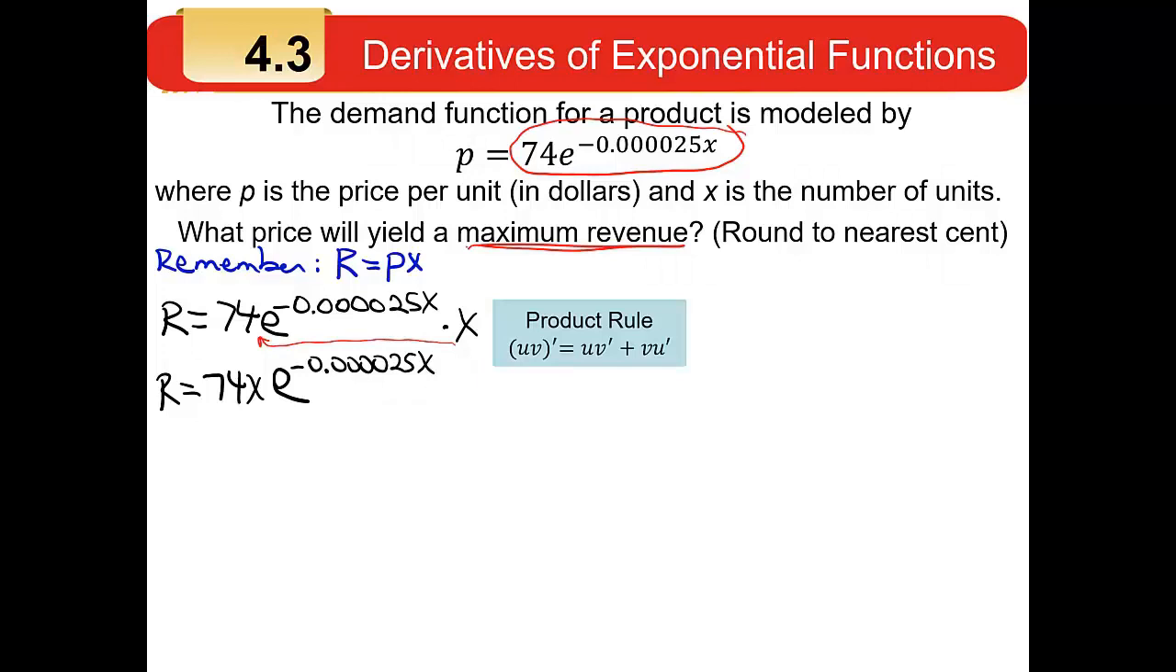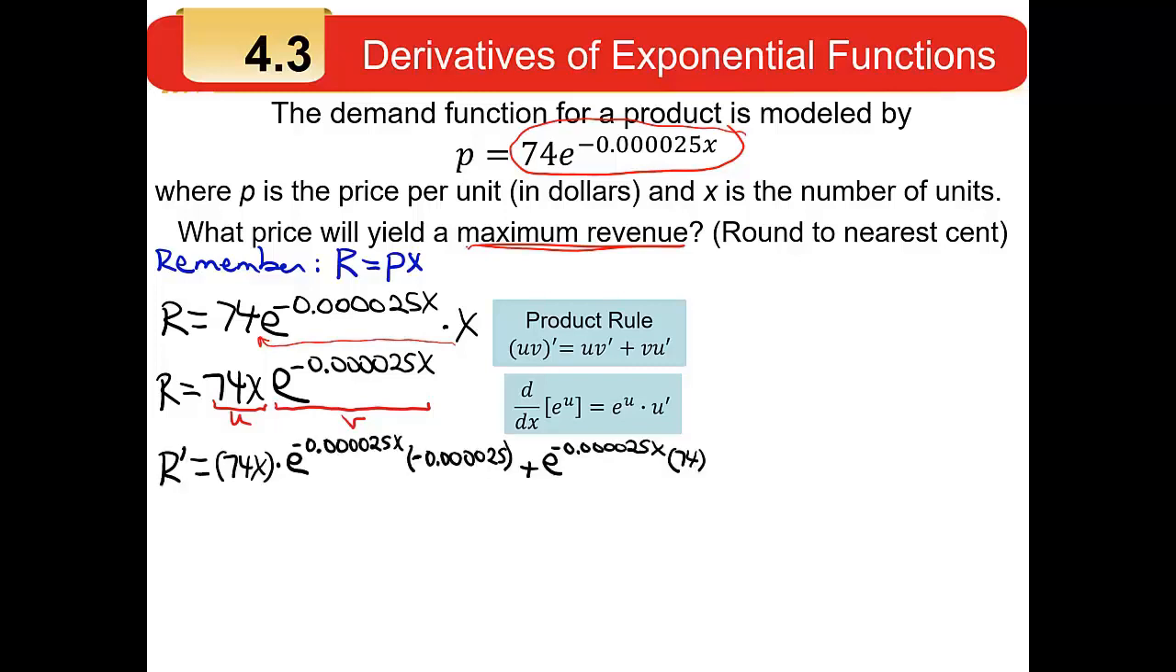That means we have to take the derivative of the revenue function, and since it's a product, we'll be using the product rule. The 74x is like the u, and the e to that negative power is the v. The product rule says you take the first one times the derivative of the second one plus the second one times the derivative of the first, and one of those factors is an exponential, so we'll also end up being forced to use the derivative of the exponential rule as well. So I put them both there. But anyway, going back to the product rule, we take u times the derivative of v. This is the u. This is the derivative of v.